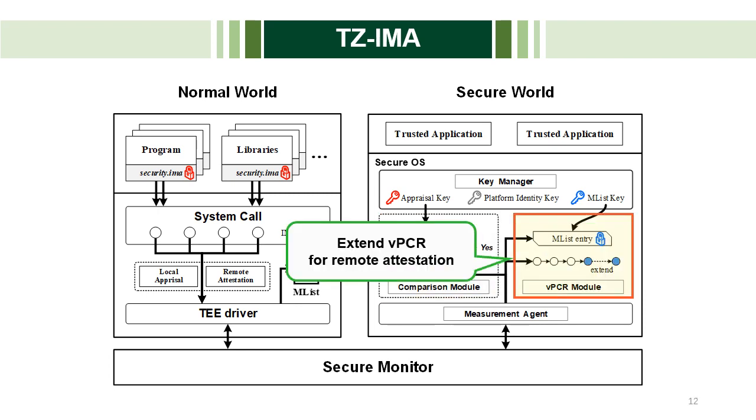Third, the vPCR module is to support remote attestation. A measurement list is constructed in the normal world. The PCR register is virtualized to protect the integrity of the measurement list. Meanwhile, vPCR encrypts measurement values with the mlist key to ensure the confidentiality of the mlist. A challenger can judge whether the remote system is trusted by validating the vPCR signature and the measurement list.